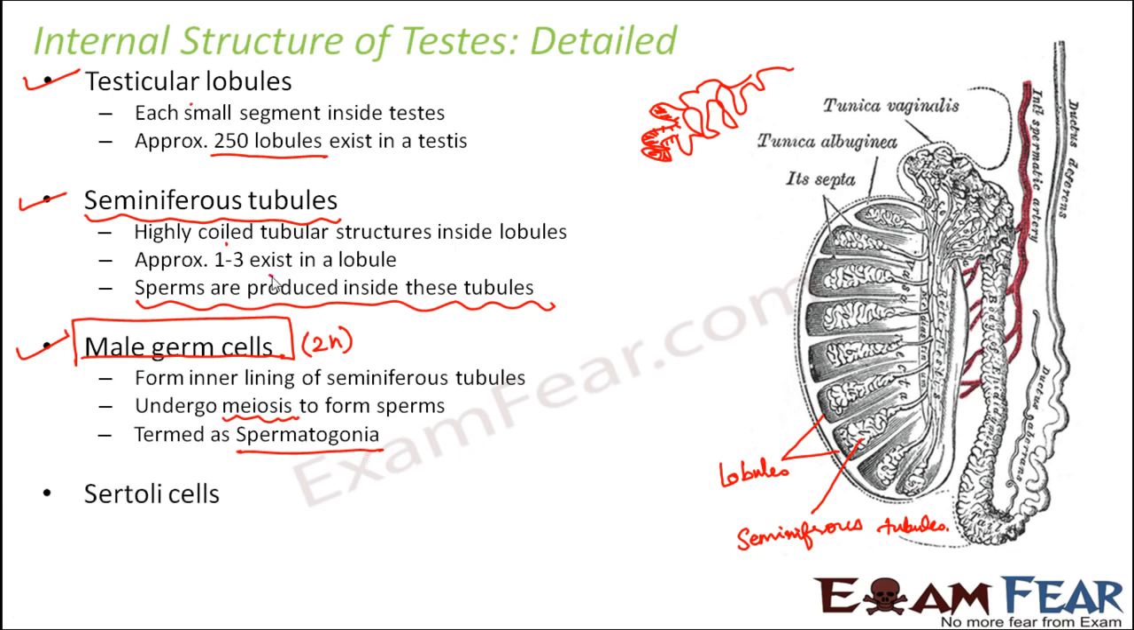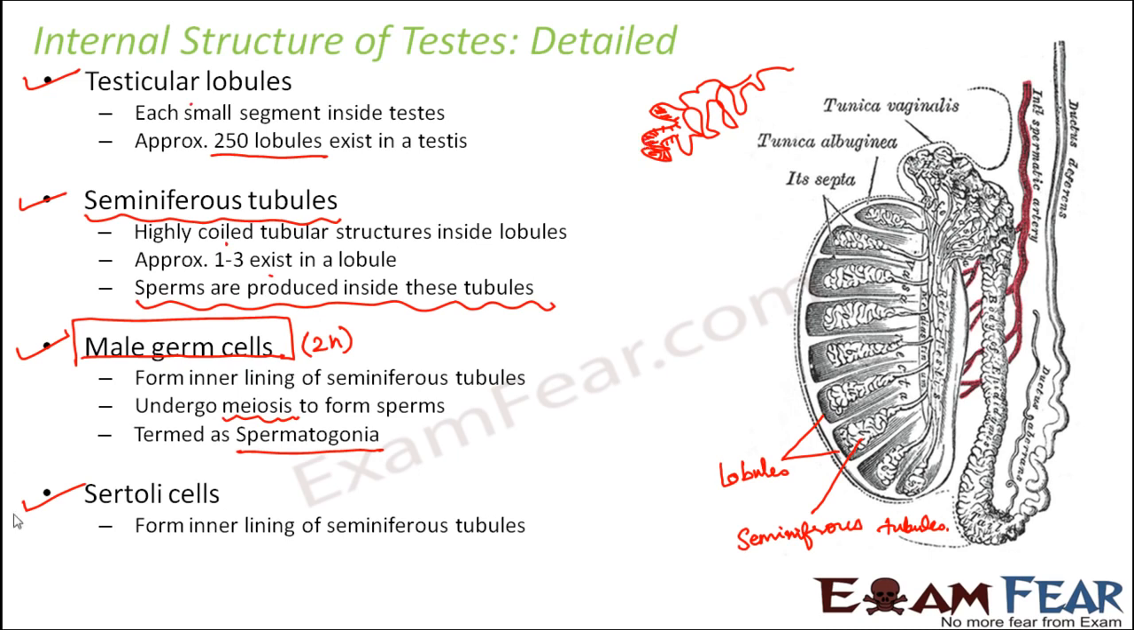Next are the Sertoli cells. Now what are Sertoli cells? These are cells which again form the inner lining of the seminiferous tubules. Just now I was telling that the inner lining of the tubules is formed by two types of cells. One type of cell is the male germ cells, which will undergo meiosis to form sperms.